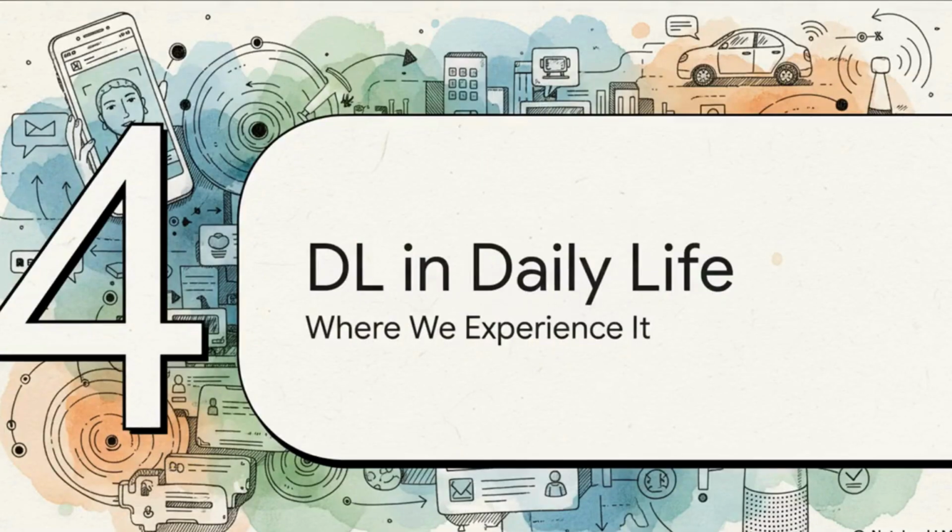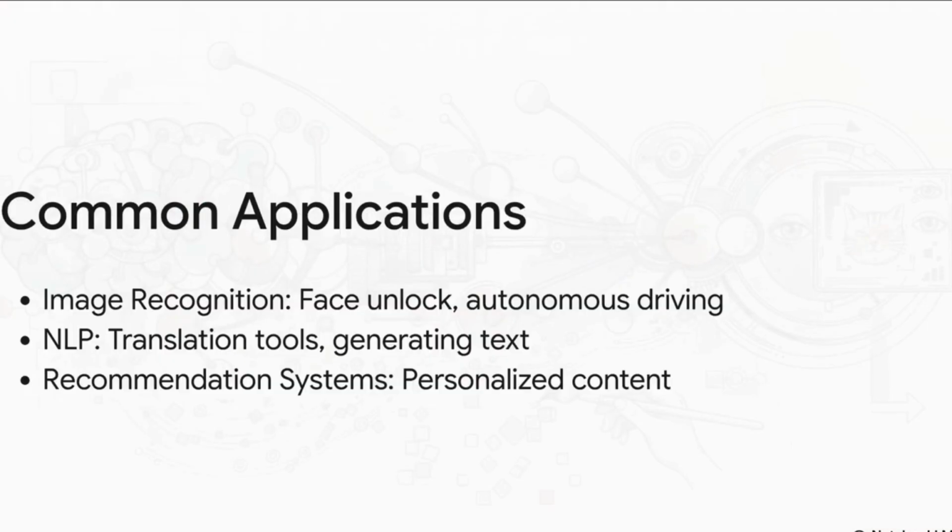Section 4. Deep Learning in Daily Life, where we experience it. And you are interacting with this constantly, probably without even noticing. Image recognition? Yep, that's deep learning mapping your face to unlock your phone, or an autonomous car spotting a pedestrian. Natural language processing? That's the engine behind your real-time translation tools and those incredibly fluent AI text generators. And hey, every time your favorite streaming app miraculously knows exactly what show you want to binge next, a deep learning recommendation system is absolutely pulling the strings.